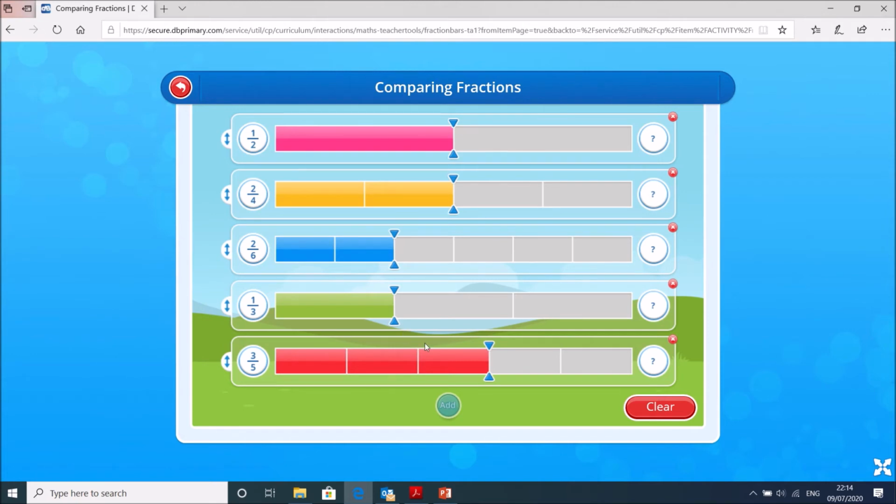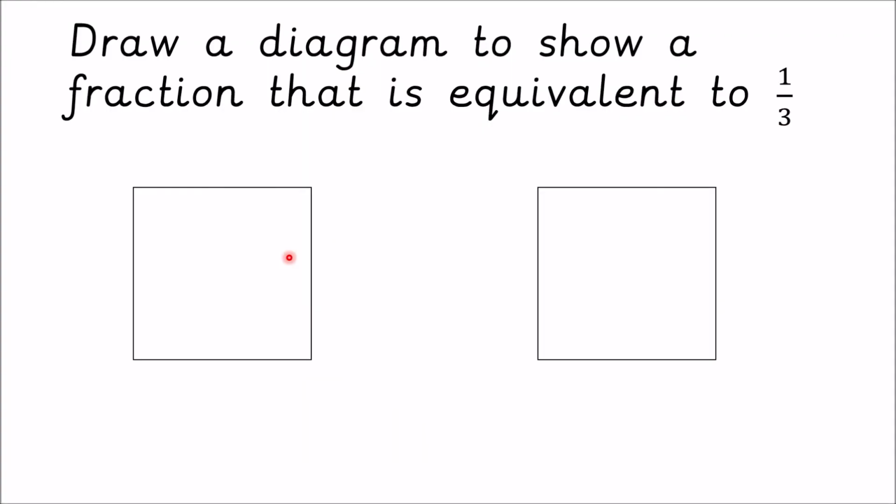Okay, so hopefully that's also exemplified it a bit further for you. So, a question you might be asked to answer: draw a diagram to show a fraction that is equivalent to a third.